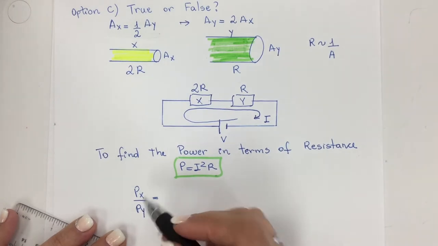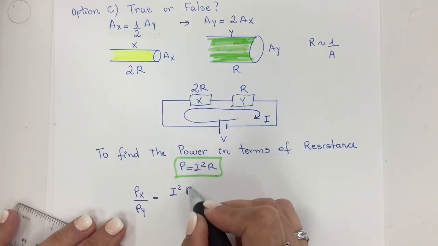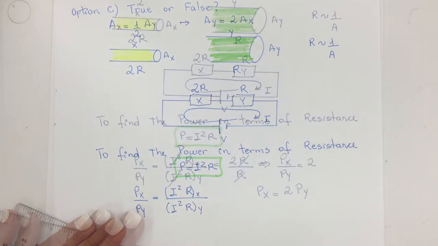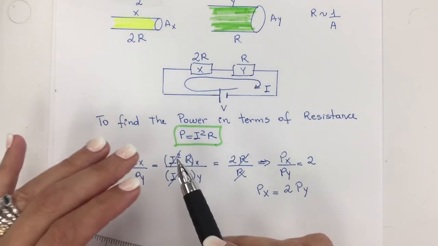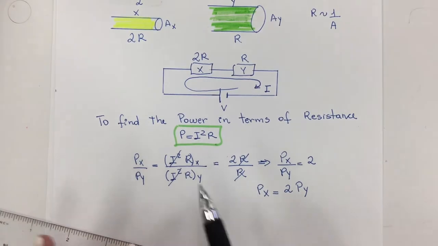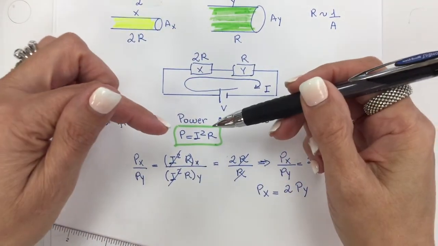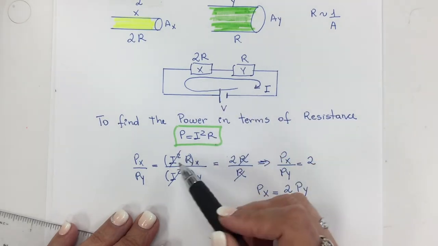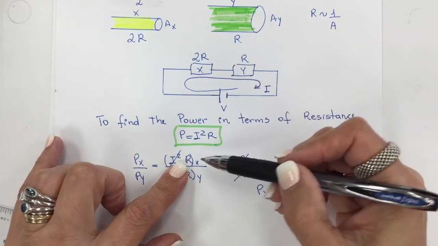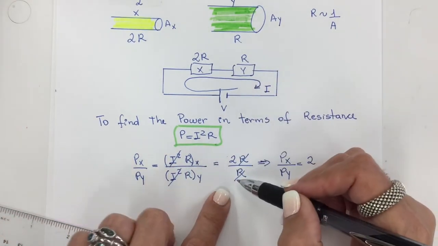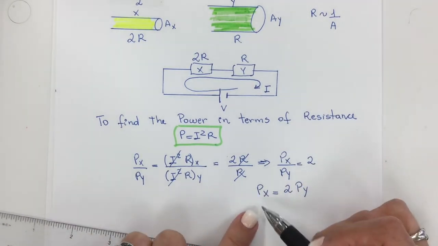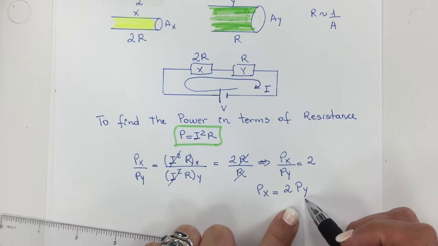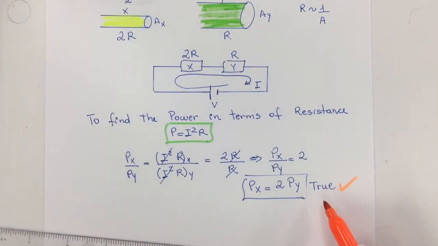Now I'm going to calculate the ratio. So here is I squared R for X, and this is I squared R for Y. To find the ratio between the power on wire X and the power on wire Y, I'm going to do my substitution using P equals I squared R. Because the current is the same, I'm going to cancel those currents. My Rx is 2R and my Ry is just R, so I can cancel out, and what is left is 2. So the power on the wire X is equal to 2 times the power on wire Y. So the option C statement is correct.